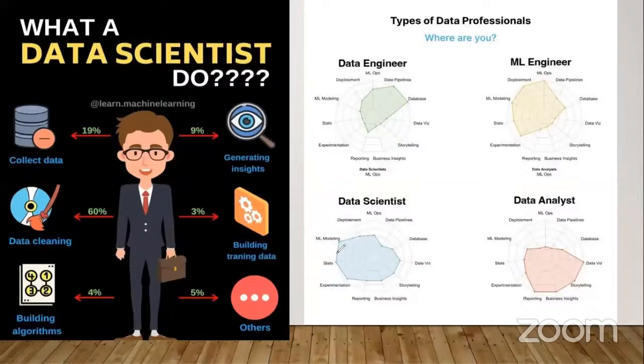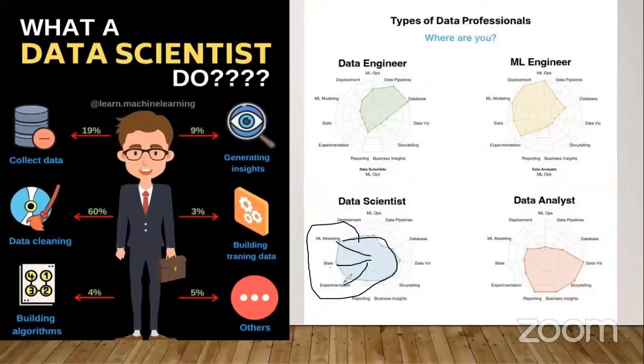For the data scientist, if you look at the spider web, what it's saying is that most of the time this is your arena, so you will be performing this task more. You will also be doing certain other tasks, but the percentage of those tasks will be very low. So for statistics, yes, mostly you will be doing the statistics part. Mostly you will be doing the machine learning modeling part.